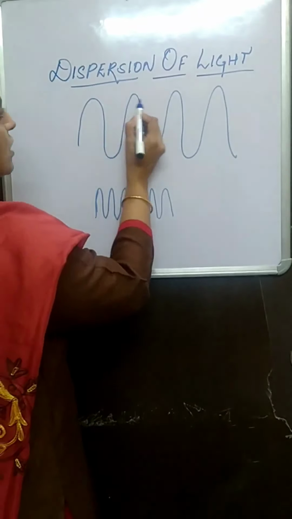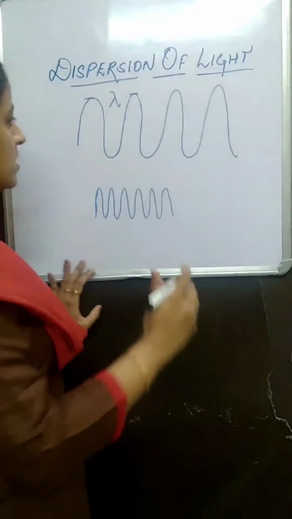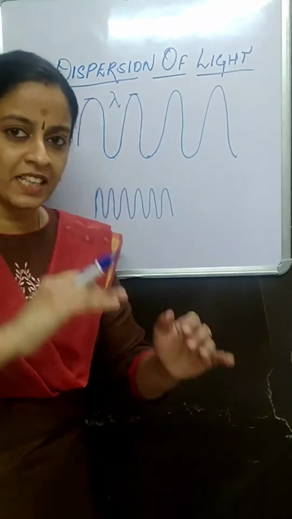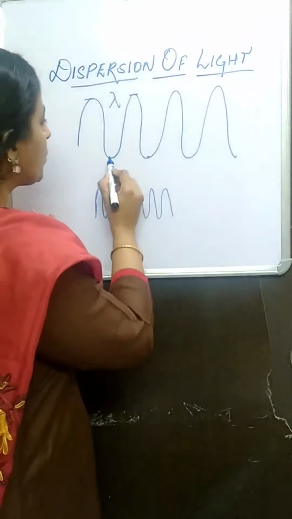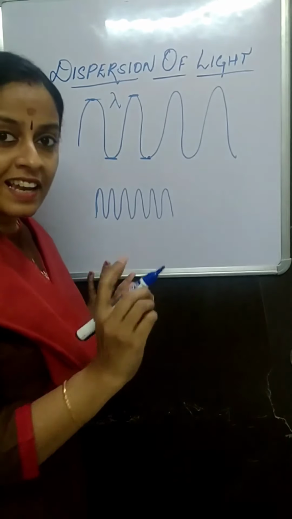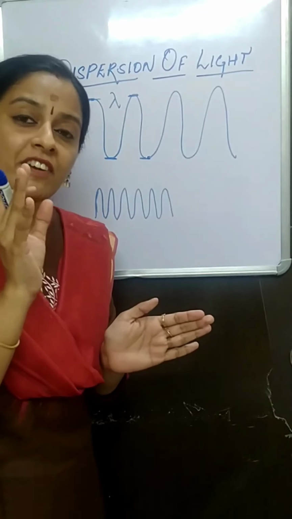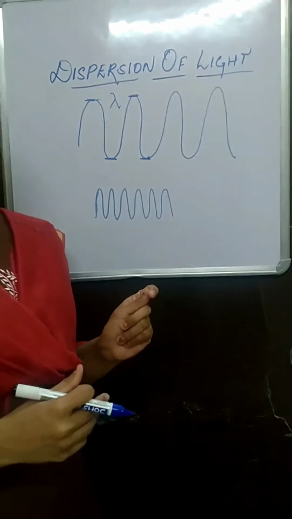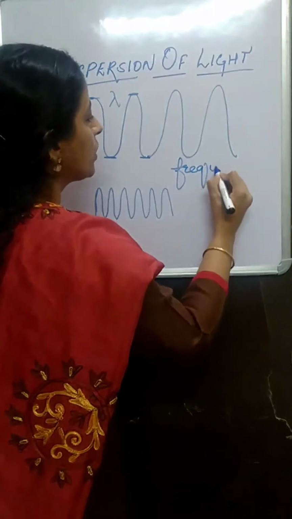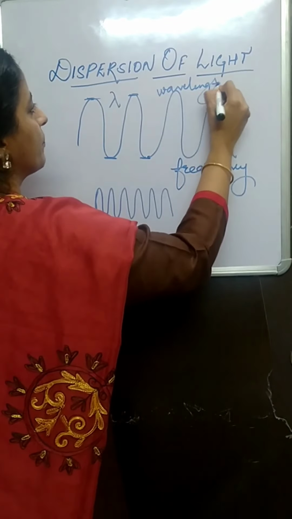Now, the distance between any two consecutive crests is called lambda, or the distance between any two consecutive troughs is called lambda. Crest means the upper part and the trough means the lower part. So the distance between any two troughs or any two crests is called lambda, or wavelength. The number of waves passing in a given time is called frequency. So lambda and frequency, wavelength and frequency, are the two terms you have to remember.